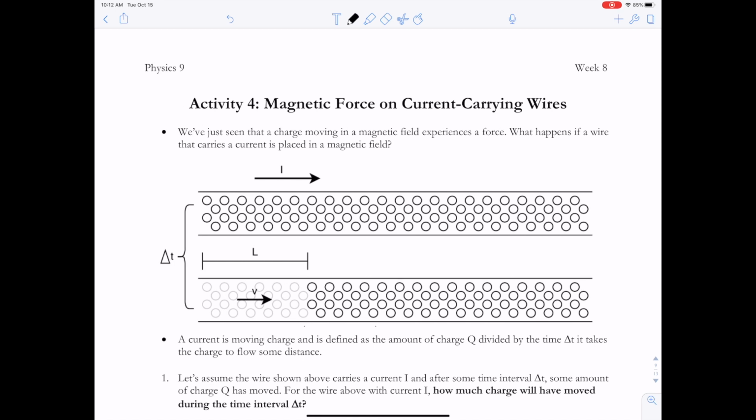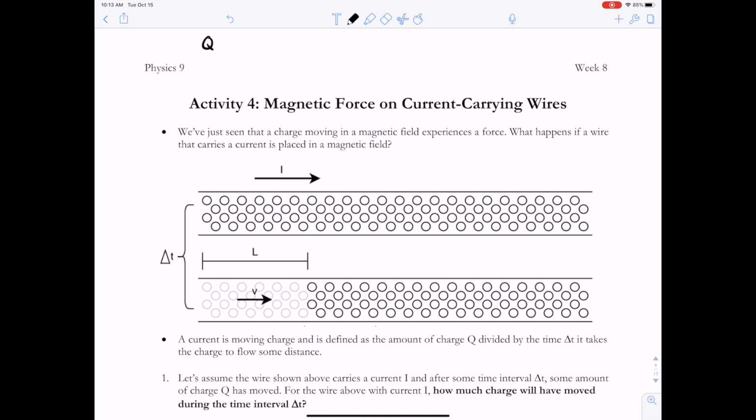So we've seen before what happens if we place a charge in a magnetic field, it experiences a force. We've seen that a wire carrying a current I creates a magnetic field. So now our next question is, what if we have a wire with a current I and we place that wire in a magnetic field?